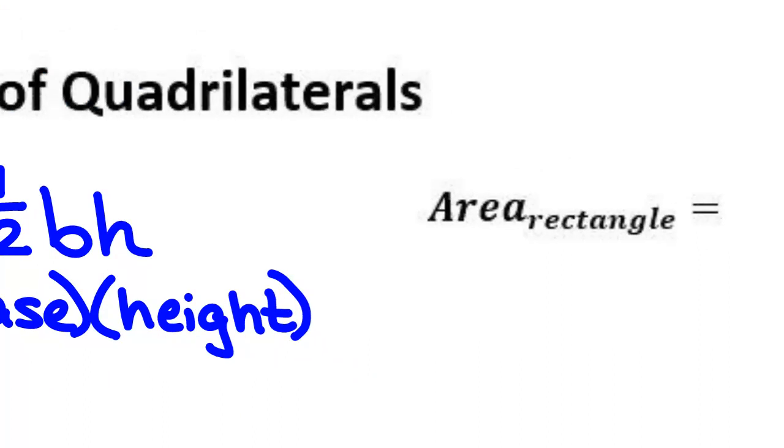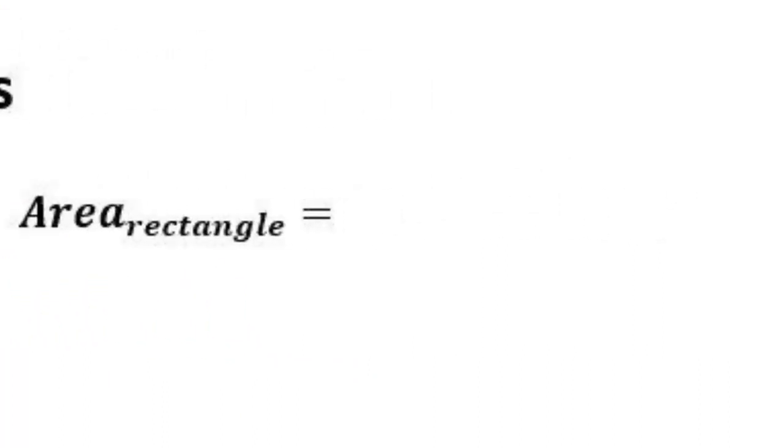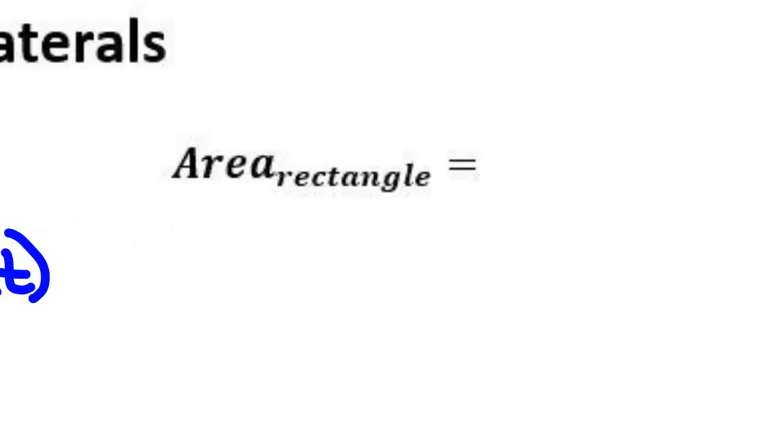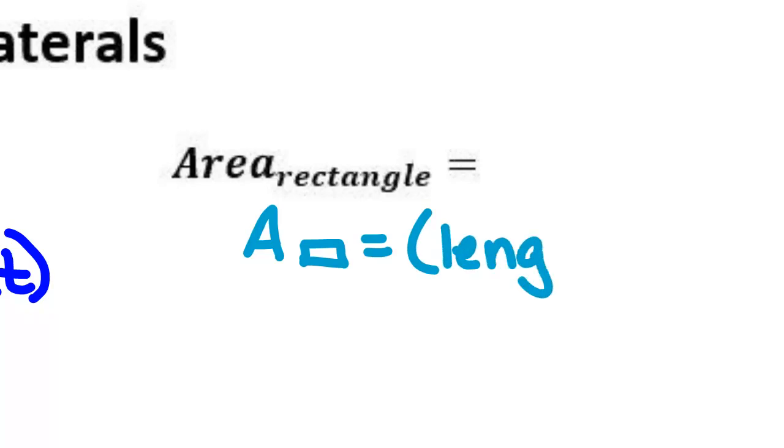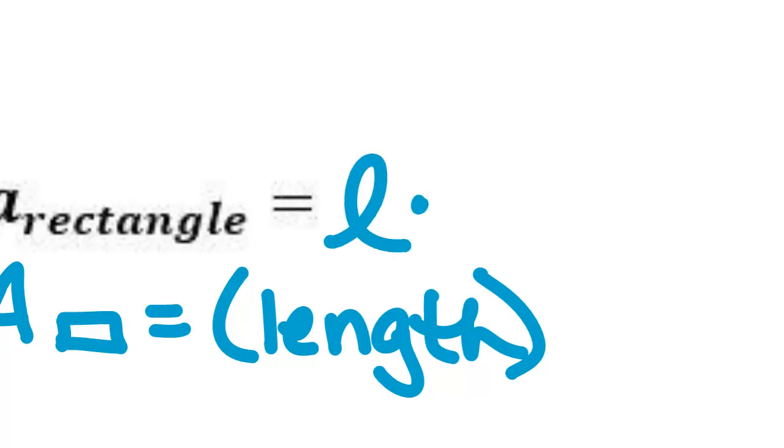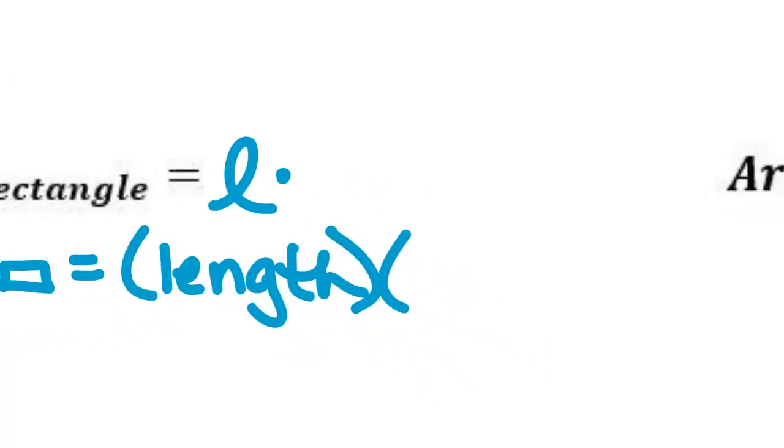How about area of a rectangle? How would we find the area of a rectangle? Length times width. Length, we will often use a cursive L. And then for width, we often use a lowercase w.